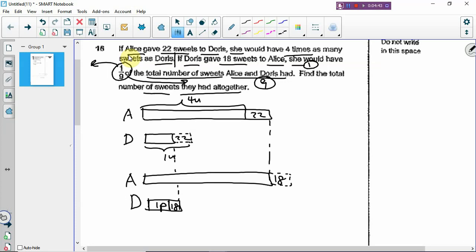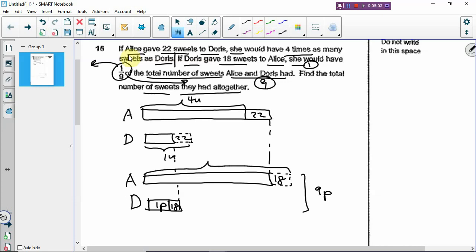Alright, so after giving 18 to Alice, Doris now has 1 part left, and the total that Alice and Doris have altogether will be 9 parts. So that tells you that Alice must have 8 parts in the end, which is from here all the way to there.